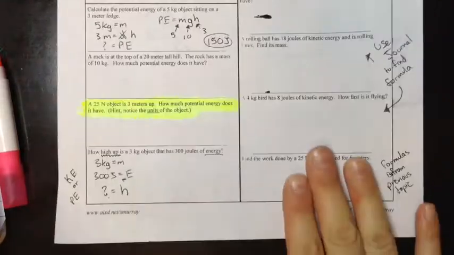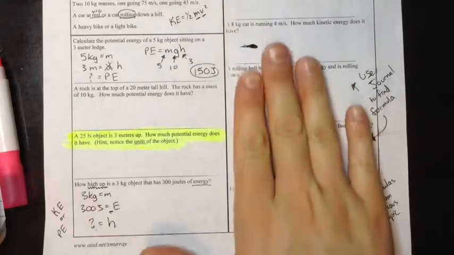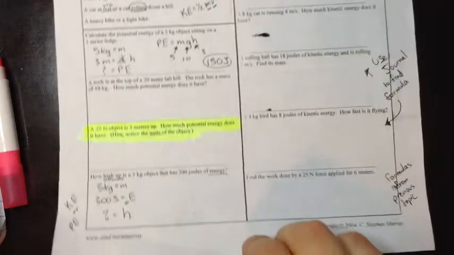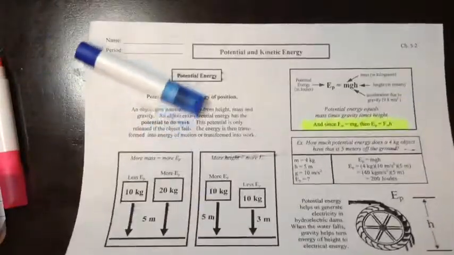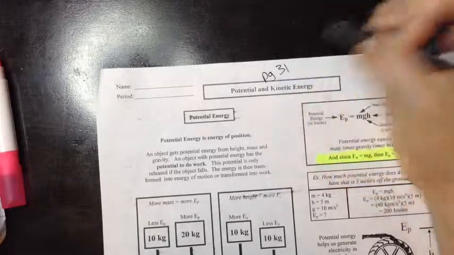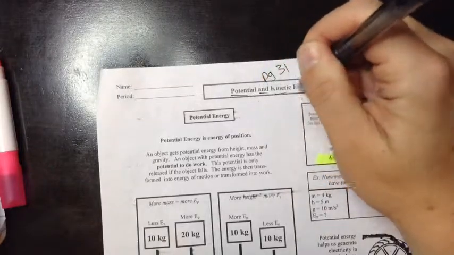And then, of course, it's always a good idea to go through it one last time before you go to bed so your brain puts it into your long-term memory. So get the work done. Check your work with your neighbor. When it's all done, you're going to glue this in to page 31, titled Potential and Kinetic Energy.